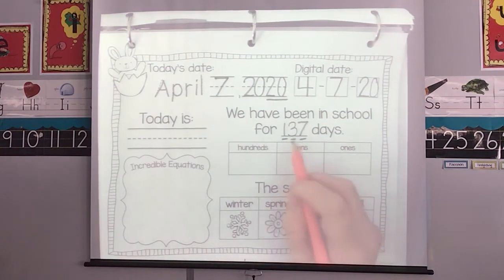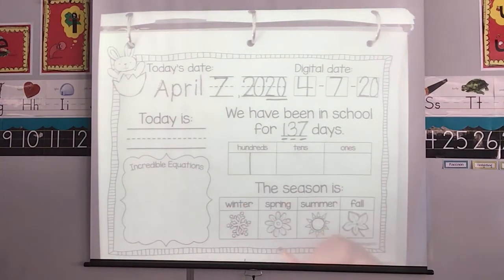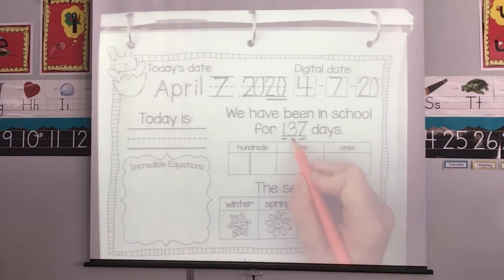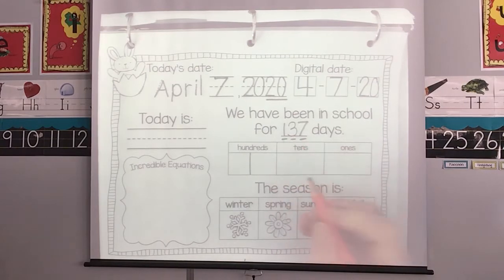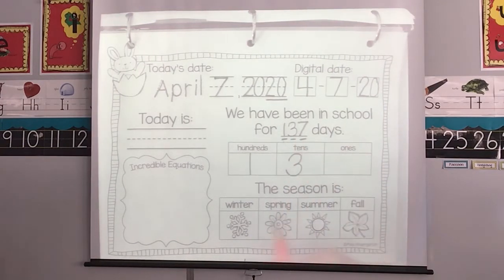So how many big blue 100s in our hundreds place? How many did we have? 1. 1 in the hundreds place. In our tens place, how many tens? That was the green ones. We had 3. Very good. Around a tree, and that is how we make a 3.